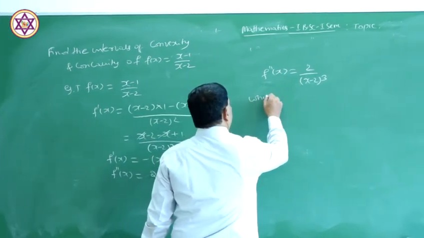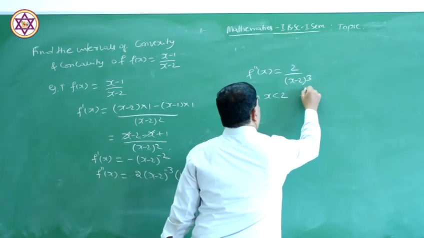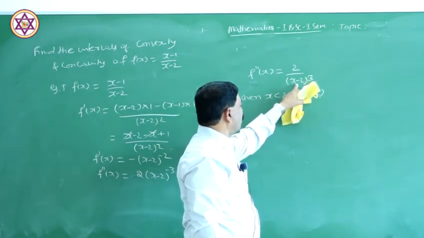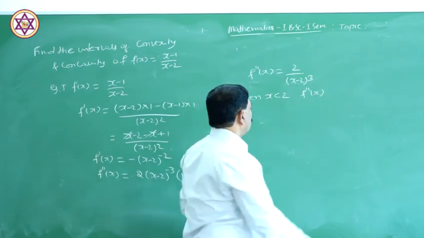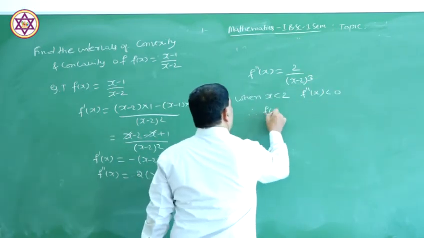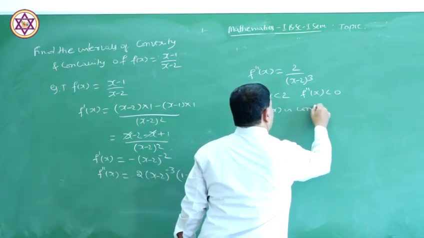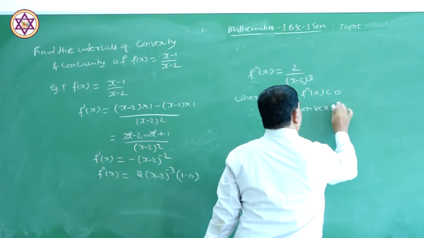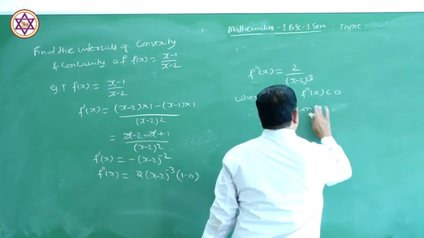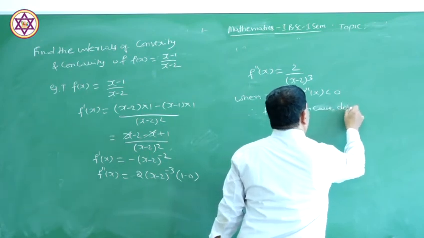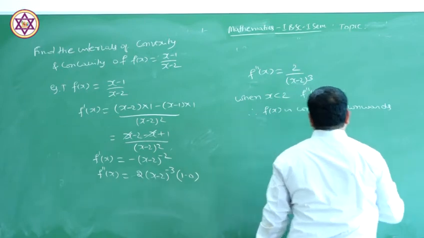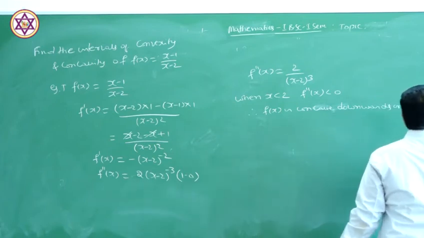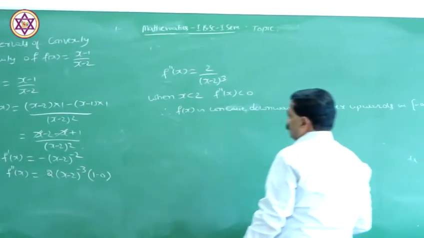So when x is less than 2, if you take 1, we get negative, therefore less than 0, therefore f of x is concave downwards or convex upwards in minus infinity comma 2, in the interval.